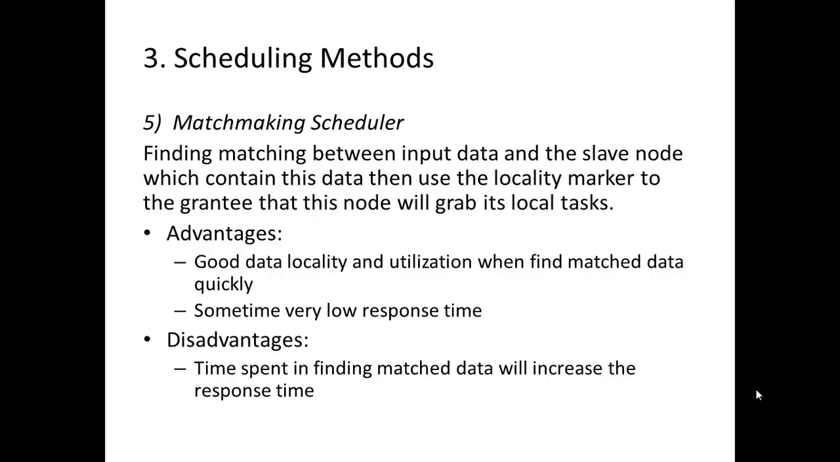So the advantages here are good data locality and utilization. We find the matched data quickly, and sometimes we have a very low response time. Its advantage is also its disadvantage, because sometimes we can't find the matched data in the same node. So the time spent in finding matched data will increase the response time.